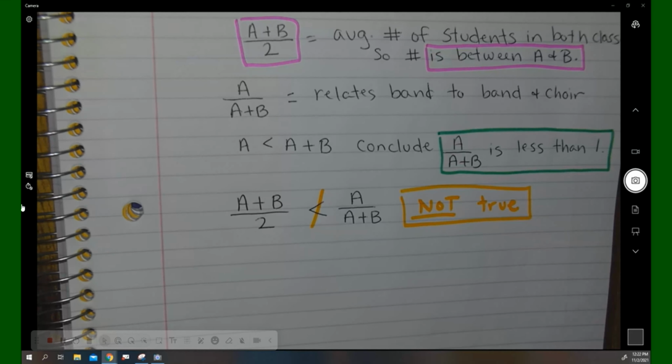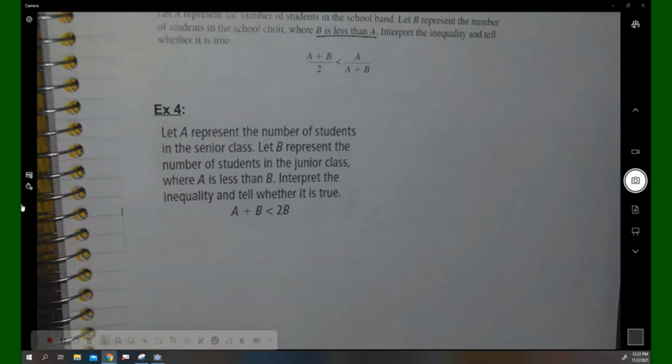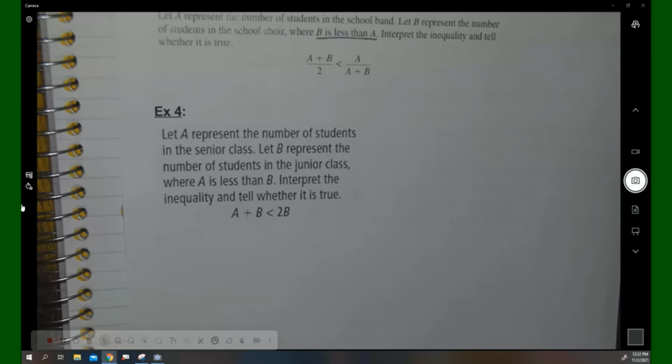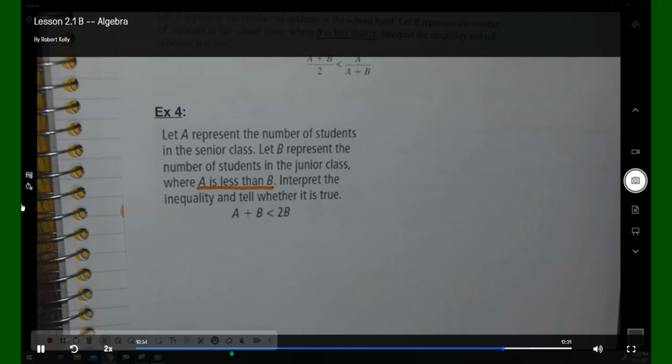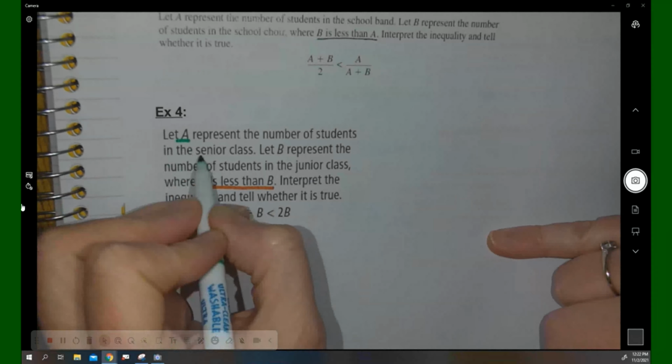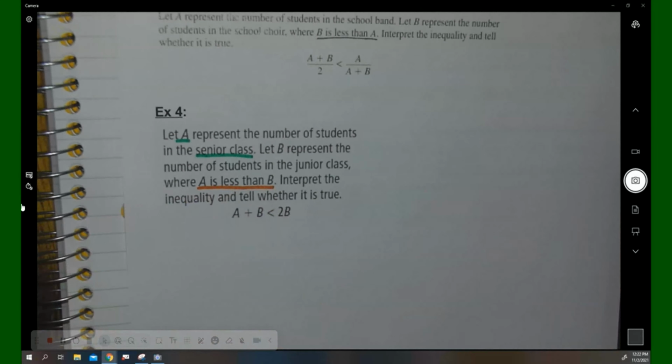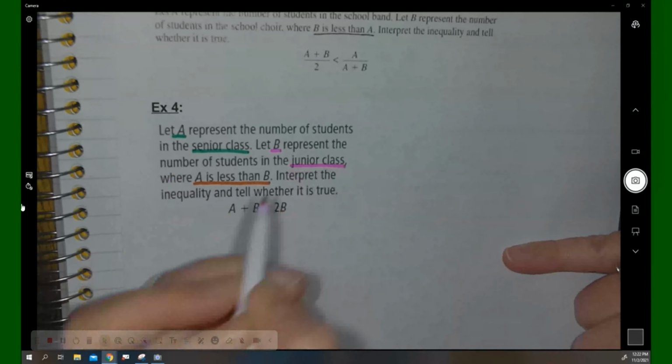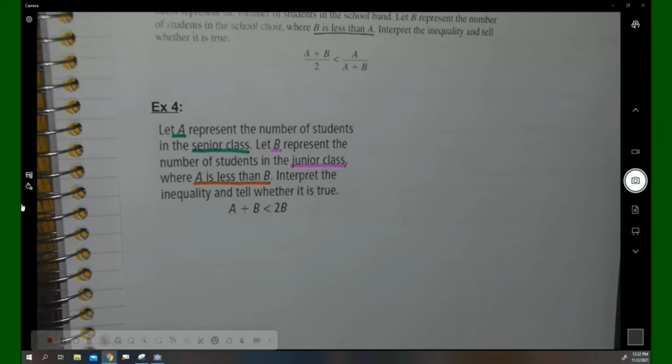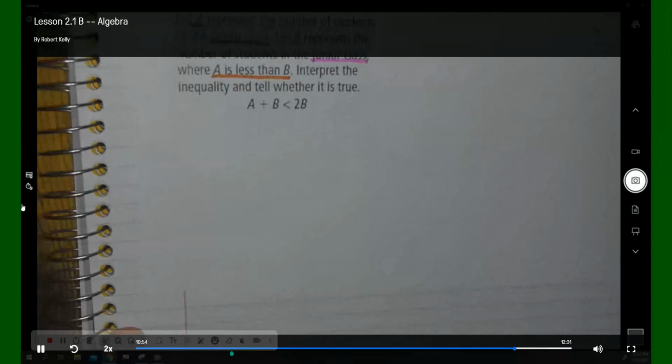Okay, so for example 4 now, it says, let A represent the number of students in the senior class, let B represent the number of students in the junior class, where A is less than B. Interpret the inequality and tell whether it's true. So A is our senior class, and B is our junior class. Now hopefully I won't forget this time which is which. So just like we did with example 3, we're going to analyze the information that we have.